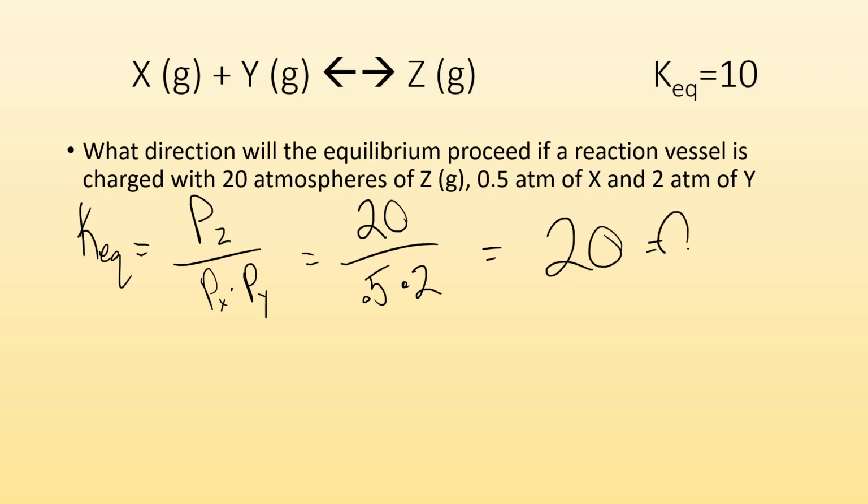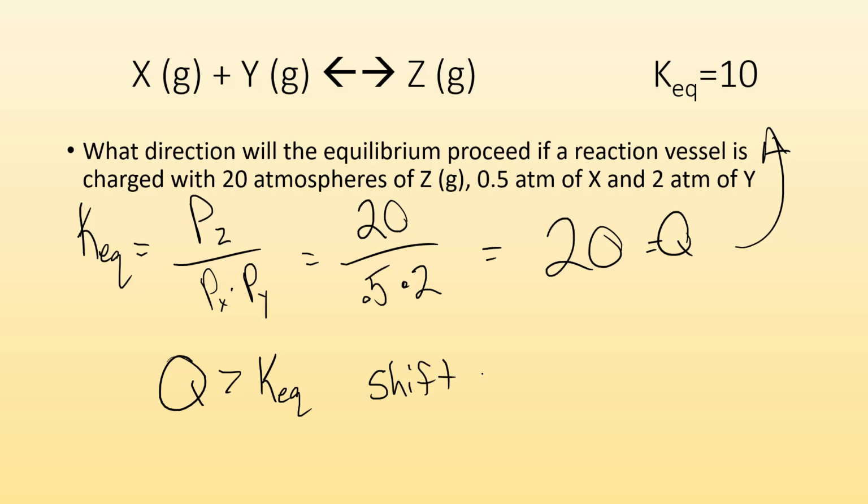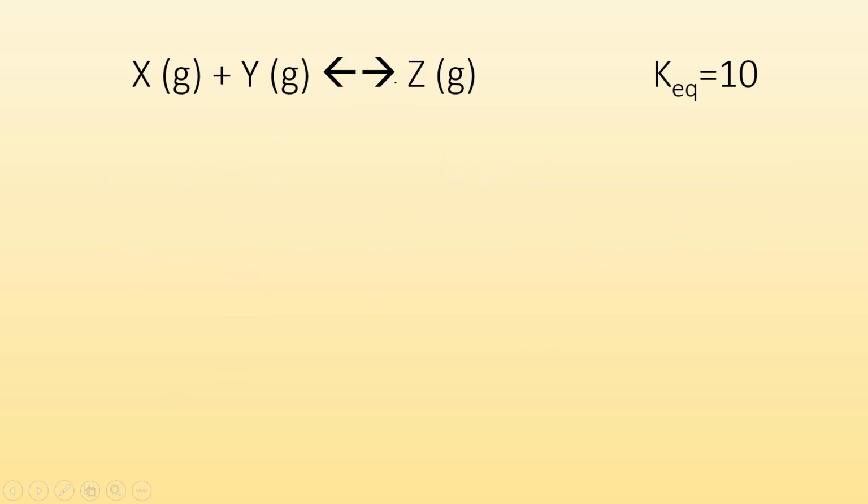All right, well, how's that compare to 10? Well, it's bigger. So if Q is greater than KEQ, it's going to have to shift to the left. It's going to have to use up all that excess product to make some more reactant.